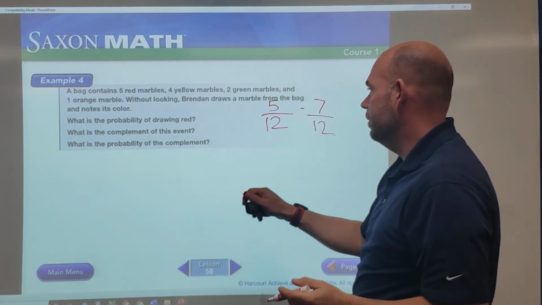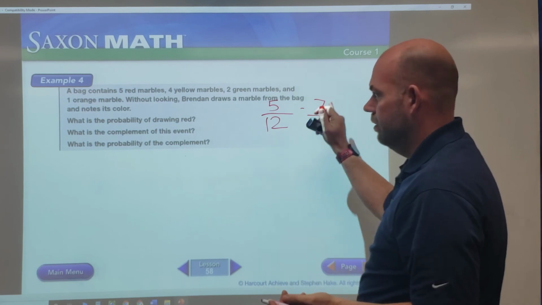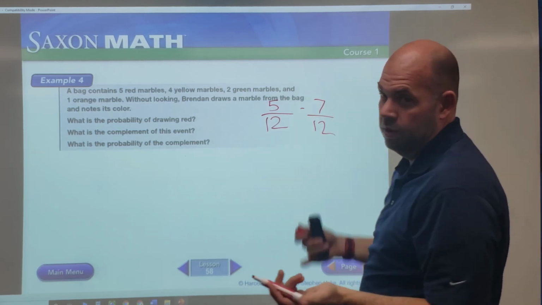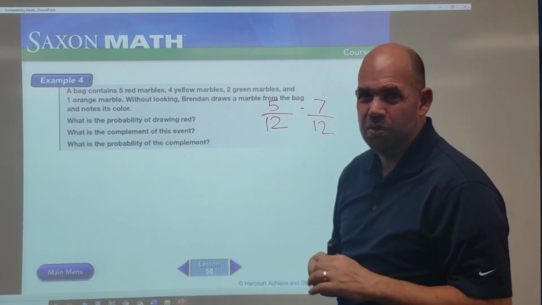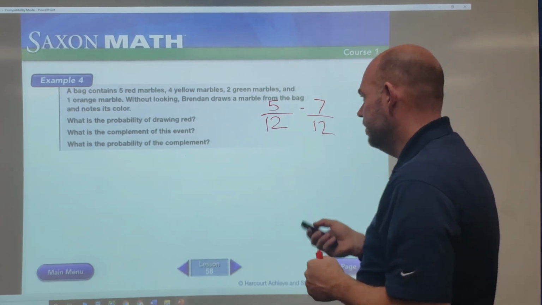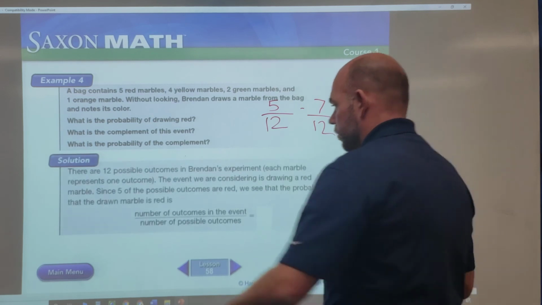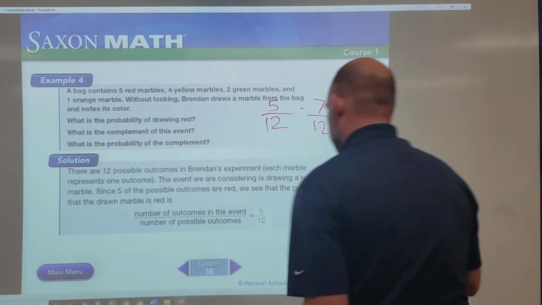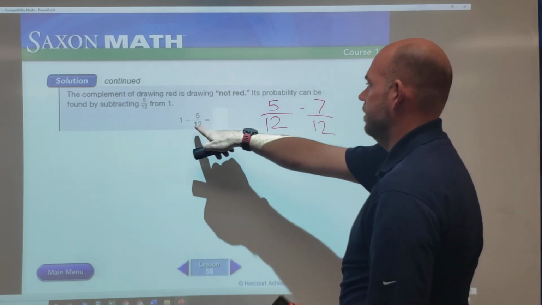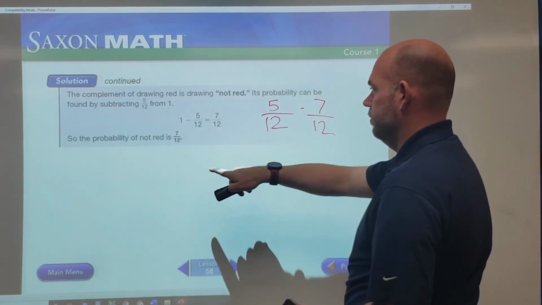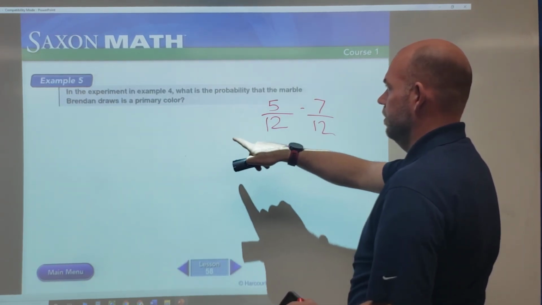And what's the probability of the complement? So that's just going to be a 7/12 chance, right? Which we could convert to a decimal or a percent, but I don't think they really want us to here. So we start with the possible outcomes, 5/12. Then we subtract that from 1, which gets us 7/12. So the probability of not drawing red is 7/12.